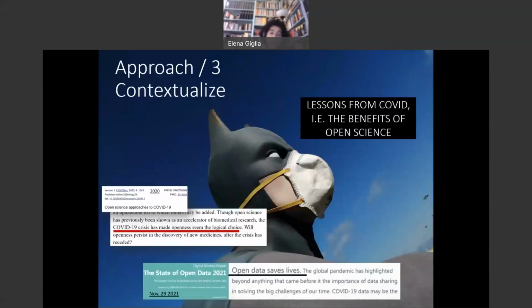And then we tried to contextualize. We are living in a pandemic. We have been living for 2 years in a pandemic. So we tried to see all the lessons learned from COVID, which, if you think of it from another perspective, is speaking about the benefits of open science, because open data save lives, as you can see here, and the COVID-19 crisis has made openness seem the logical choice, because if you don't share, nobody can create new knowledge. And it was particularly clear during the pandemic.